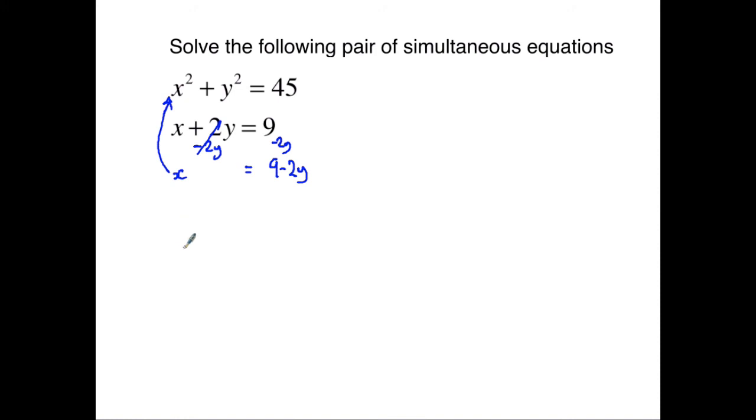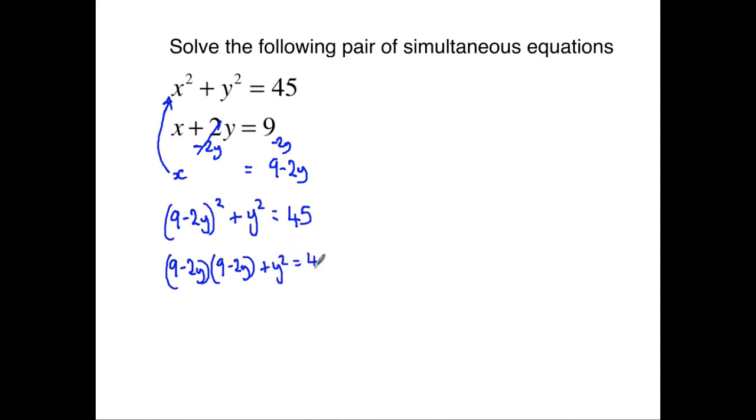And since we know that x is 9 minus 2y, we can just stick it back in the other one. So that will give us, instead of x, I'm now going to have what I know x to be, which is 9 minus 2y. So 9 minus 2y all squared, adding to that the y squared, which is still there, and that all equals 45. So now we just need to solve this, expand it, and then set it equal to 0. So that's a double bracket expansion of 9 minus 2y, plus y squared equals 45.